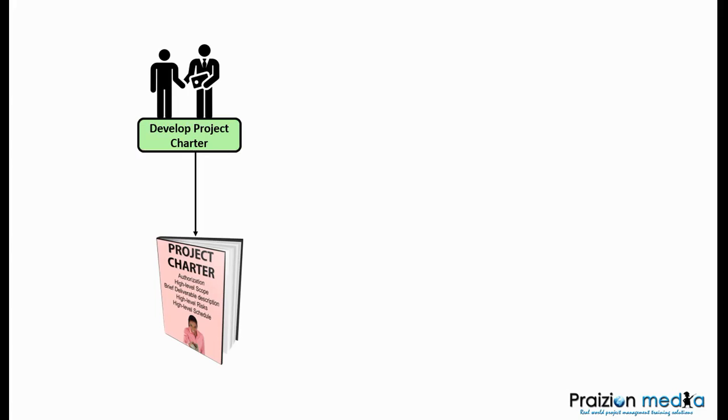You have items such as the high-level scope described, a brief deliverable description, not going overboard because this is not the place for detail, okay? High-level risks, high-level schedule, the milestone schedule could be in the project charter, and mention could be made of people who will eventually be recorded as stakeholders.